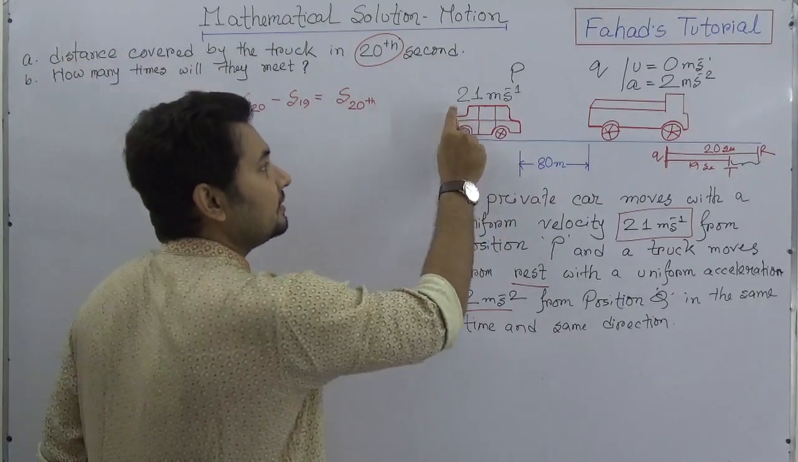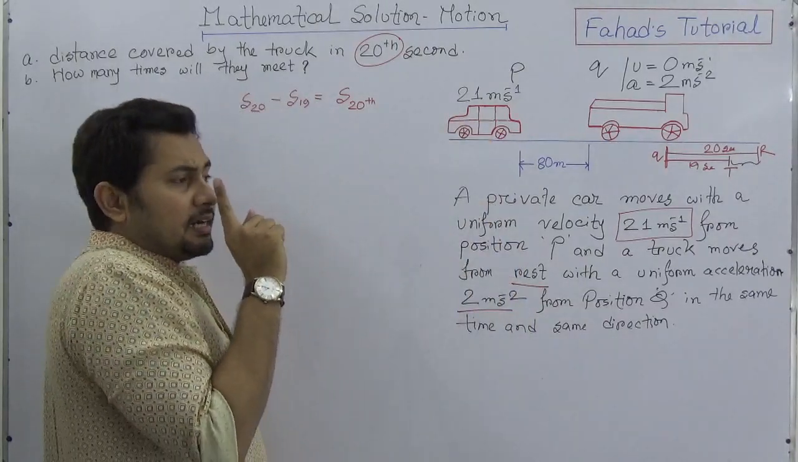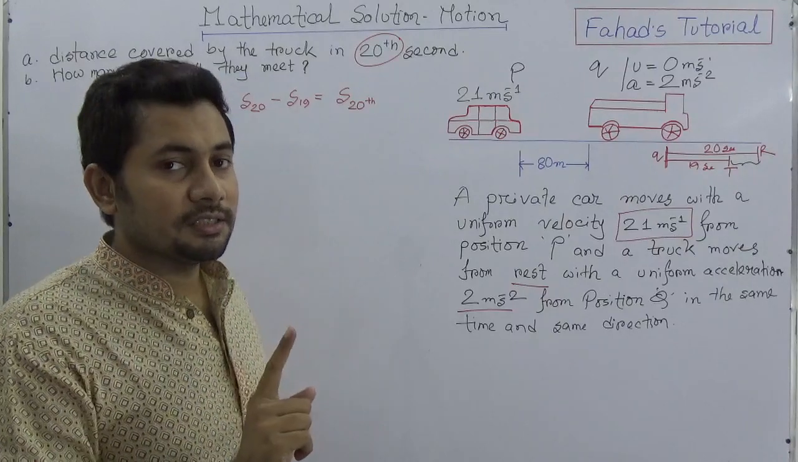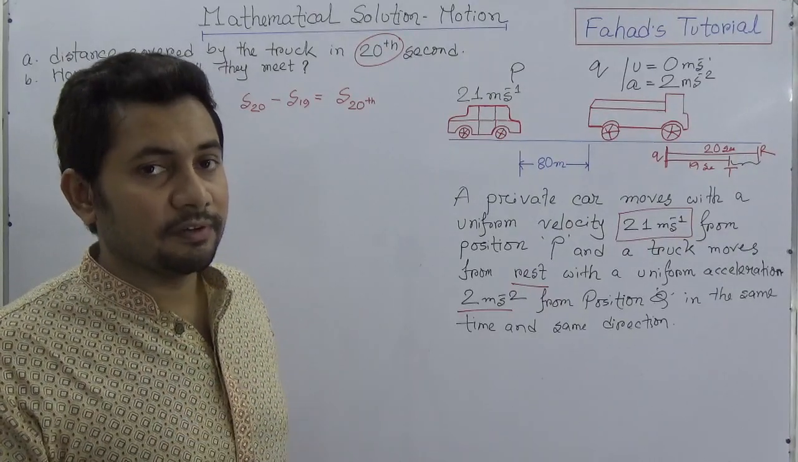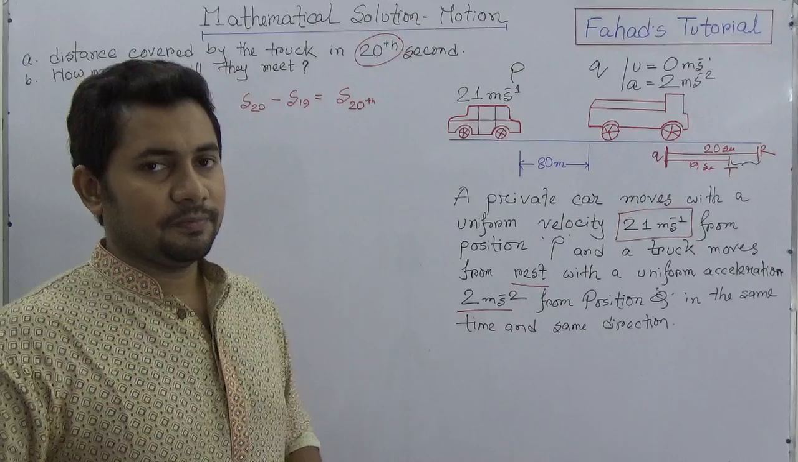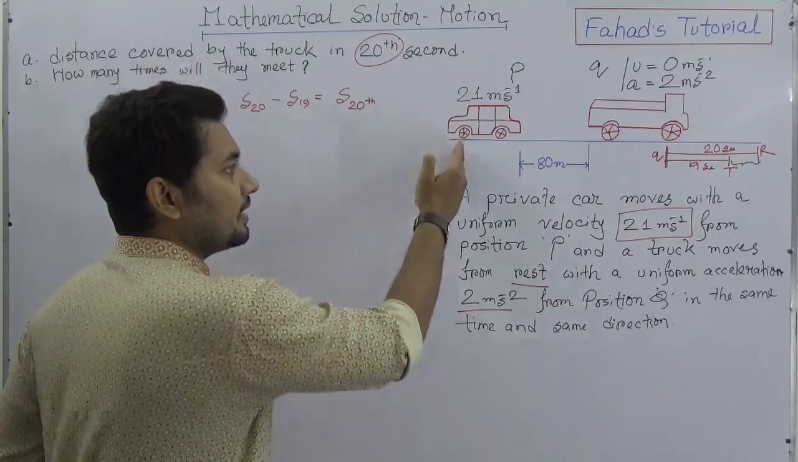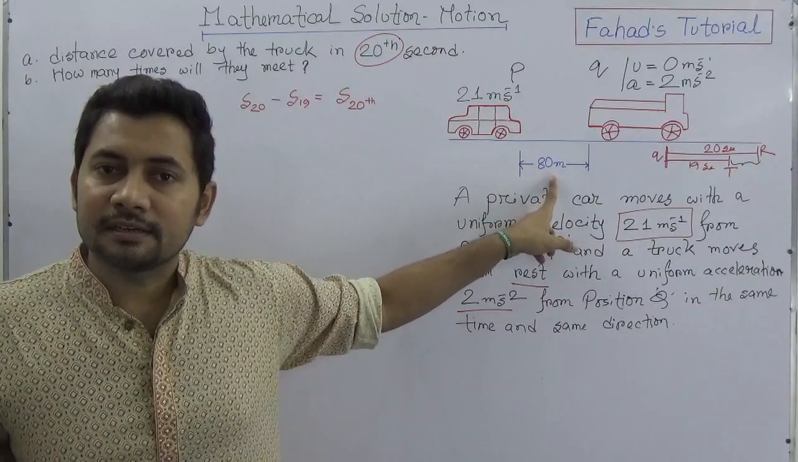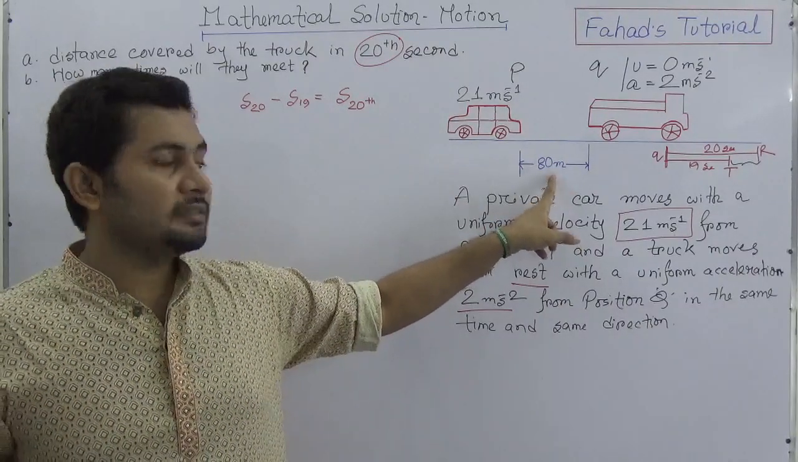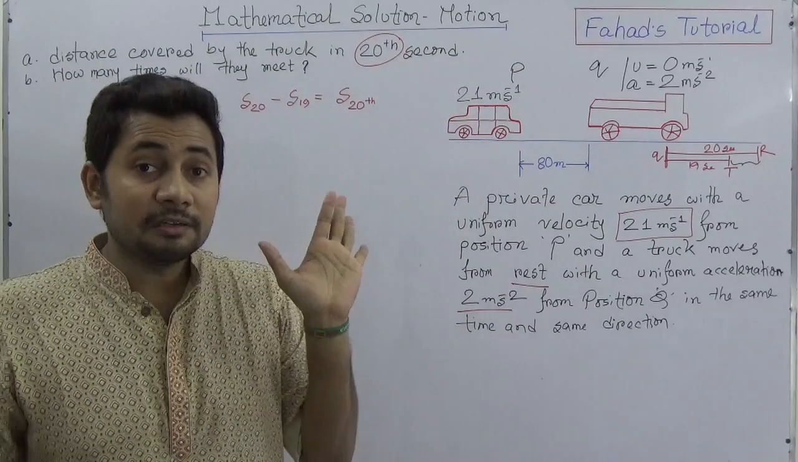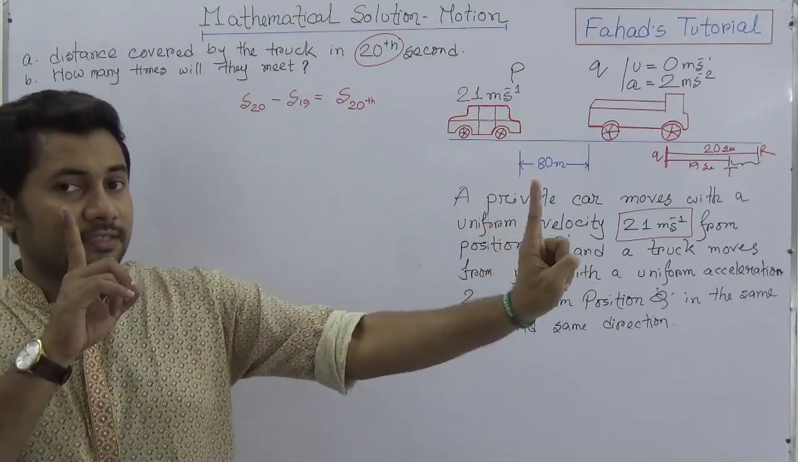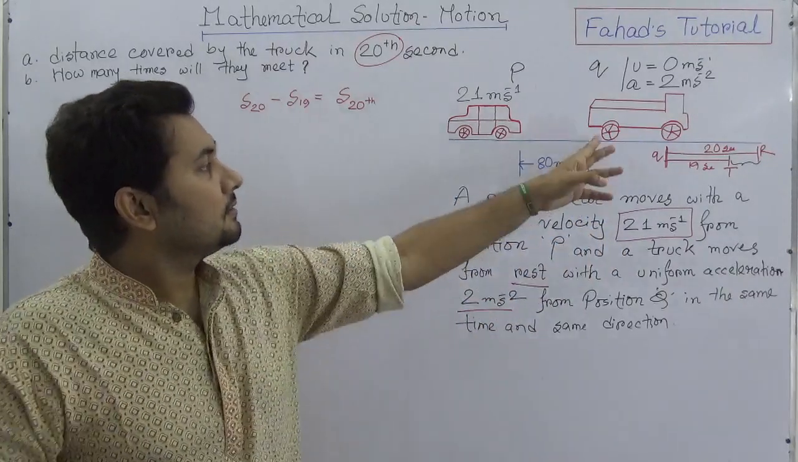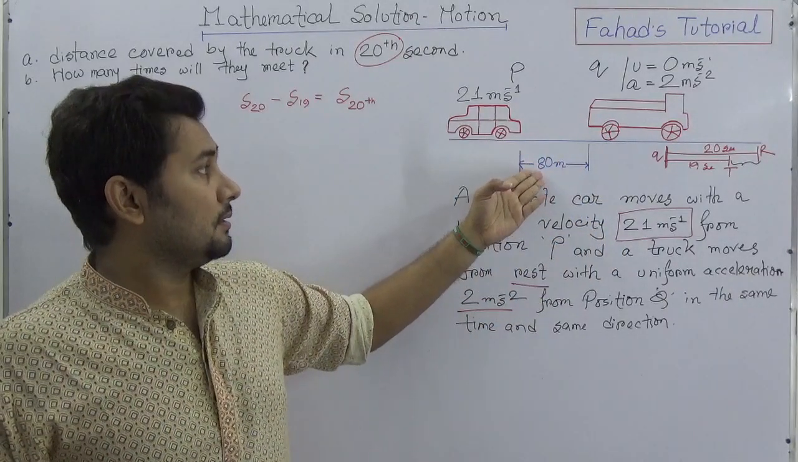Think. This private car started with a uniform velocity. That means the velocity will never change. As it is moving with uniform velocity, there is no acceleration. So as it started from 21 meters per second, within 4 seconds, the private car will cover 84 meters.